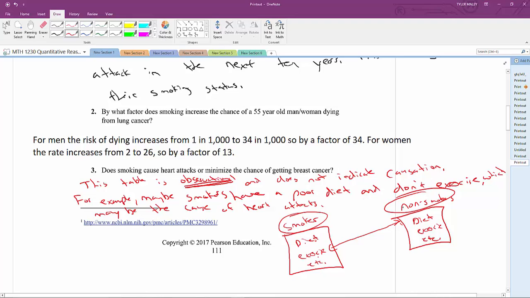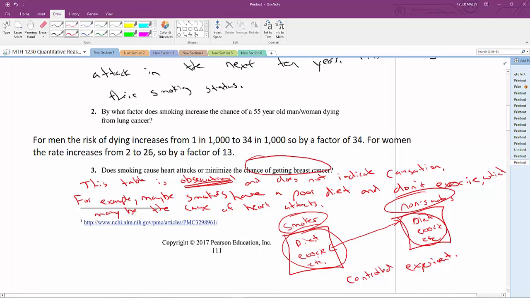So that would be the only way to know, is we have to control all the other factors, or at least the best we can, to be able to compare, right? So this would be an example of a controlled experiment, right? And that would be also true for breast cancer, right? So the same thing would apply.